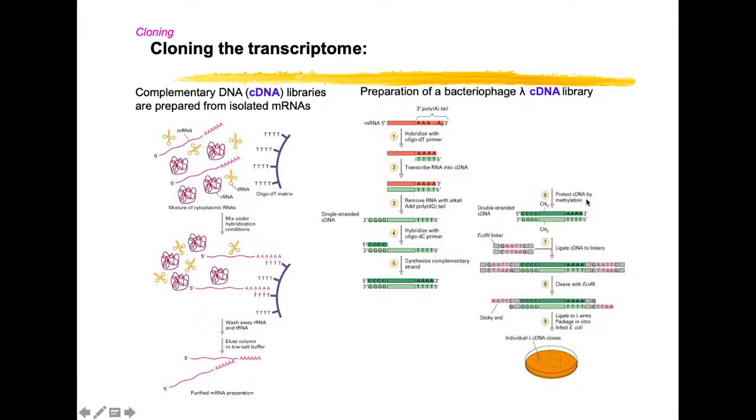Afterwards, we protect this double-stranded complementary DNA by methylation. Then EcoRI linkers are added and ligated to the complementary DNA, and then cleaved with EcoRI. At the end, you have sticky ends. Then it is ligated to lambda arms and packaged in vitro, which infects E. coli. Then individual lambda complementary DNAs are cloned.